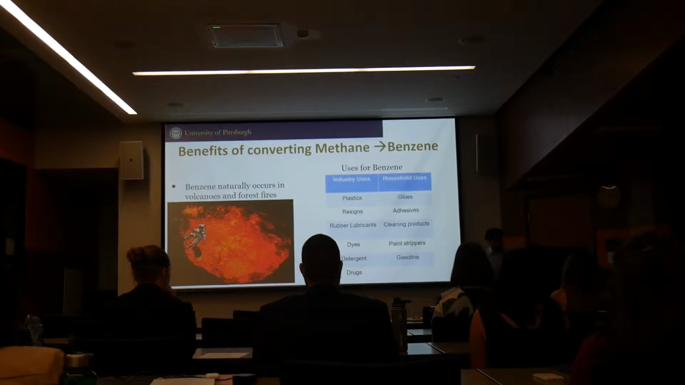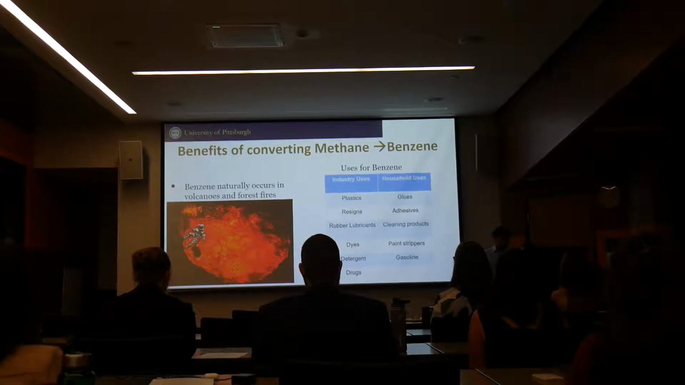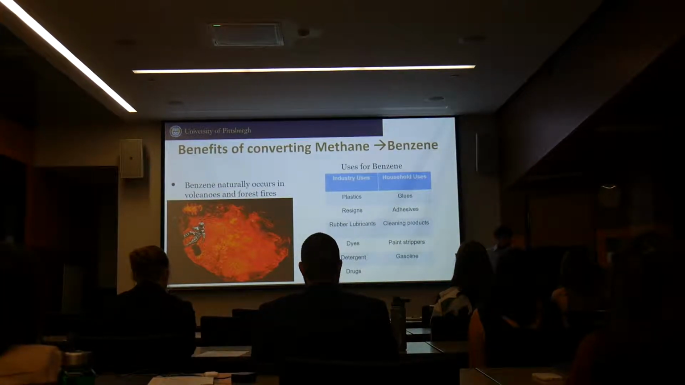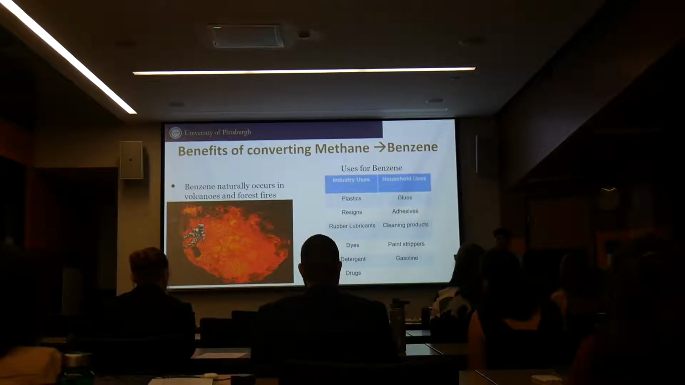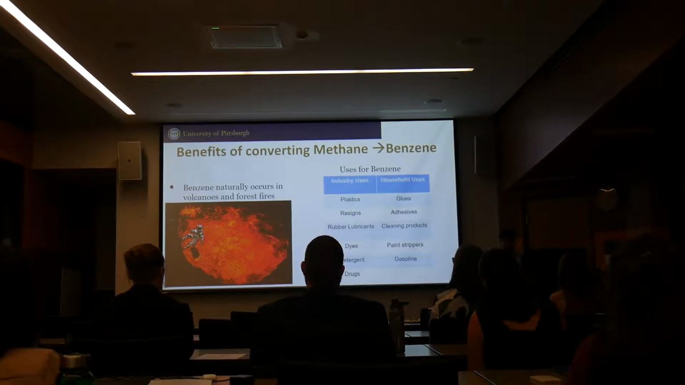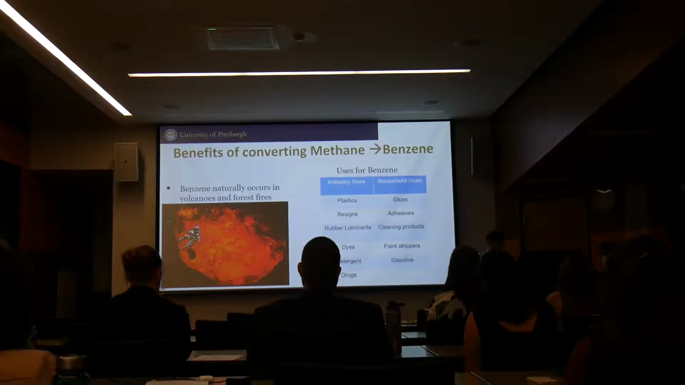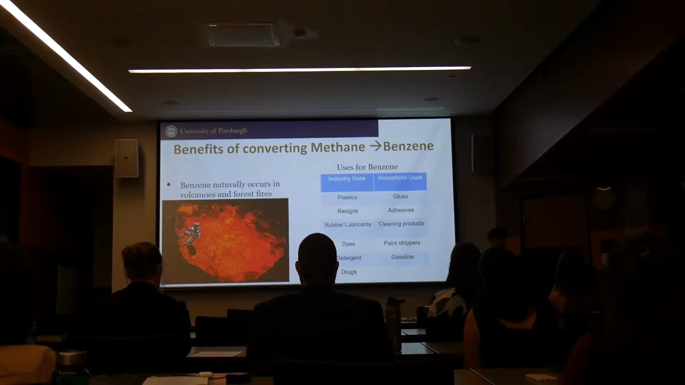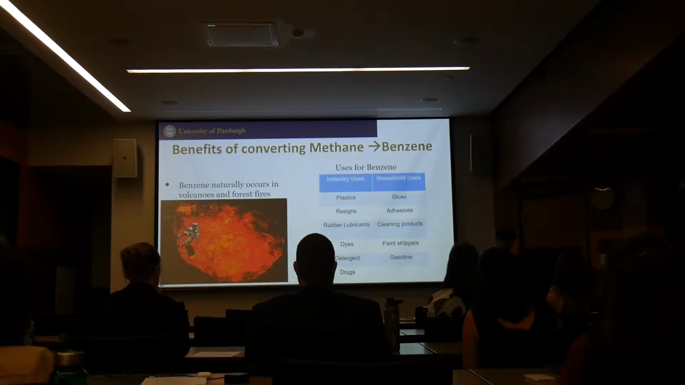The benefit of converting methane to benzene is that it has many uses in industry. You could use it for plastics, rubber, lubricants, dyes, and detergents. Household uses include glues, cleaning products, and paint strippers. Benzene naturally occurs in volcanoes and forest fires, so we can't really go in there and get it very easily. We currently get a majority of benzene from oil.